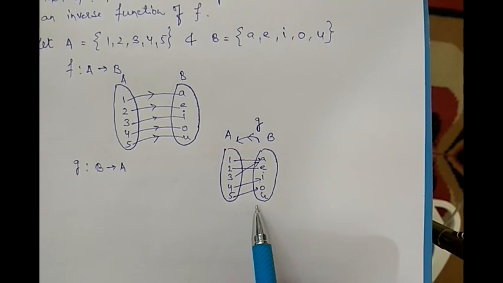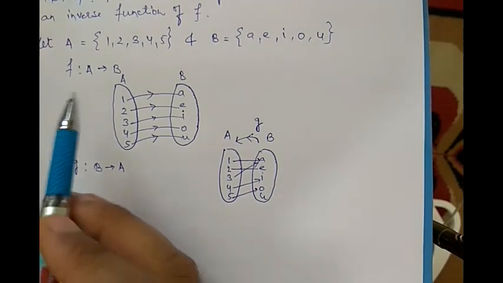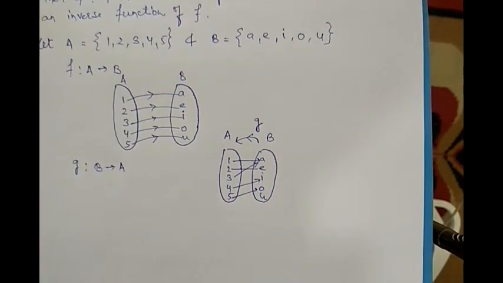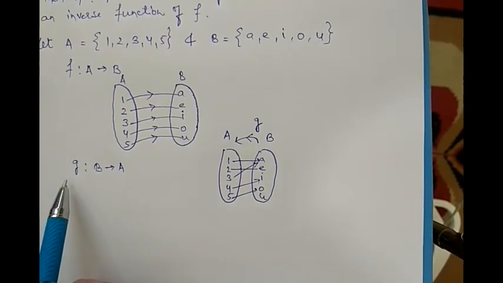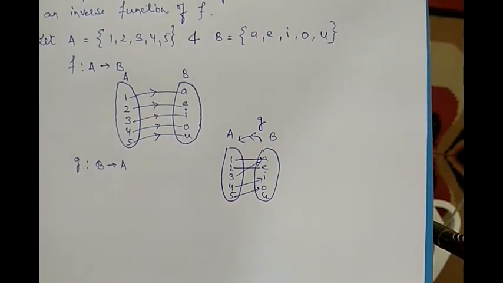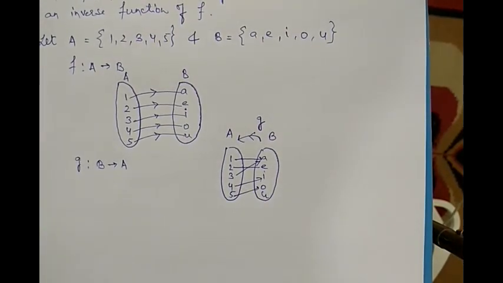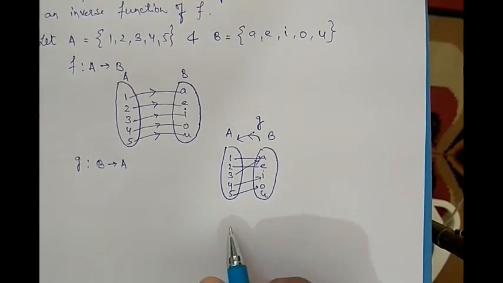So this is the reason why we are saying that f must be one-one, because if f is not one-one, then when you try to define g, that will not be a function, right? Now the second case, if this f is not onto, let's take one more example.